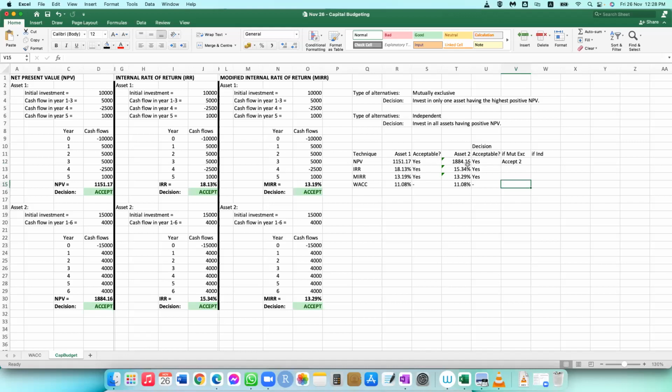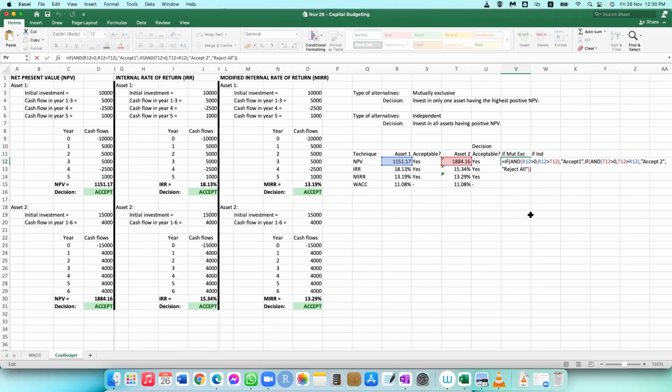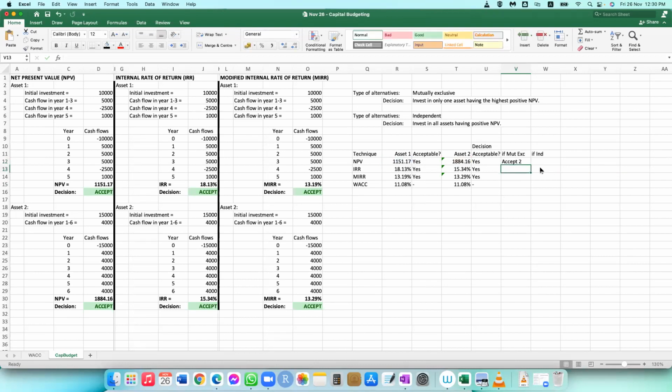Asset 2 has greater NPV, so it's okay, right? Do you understand? No problem if you do not understand. That is just something like bonus material. In your final exam you are not going to face this logical argument like AND, but you may face IF and nested IF. That is okay.